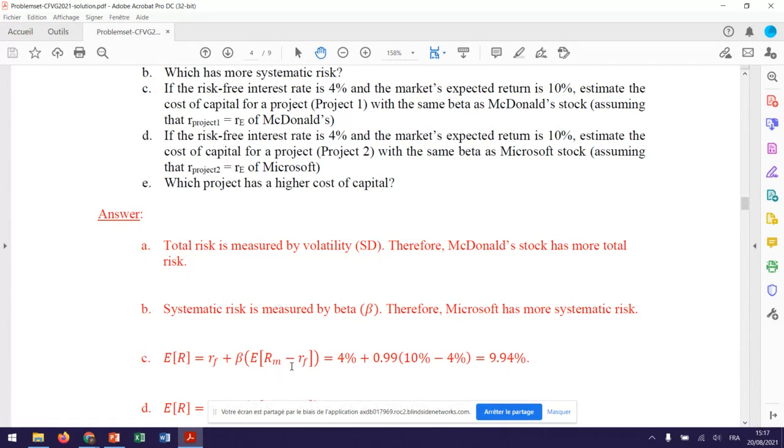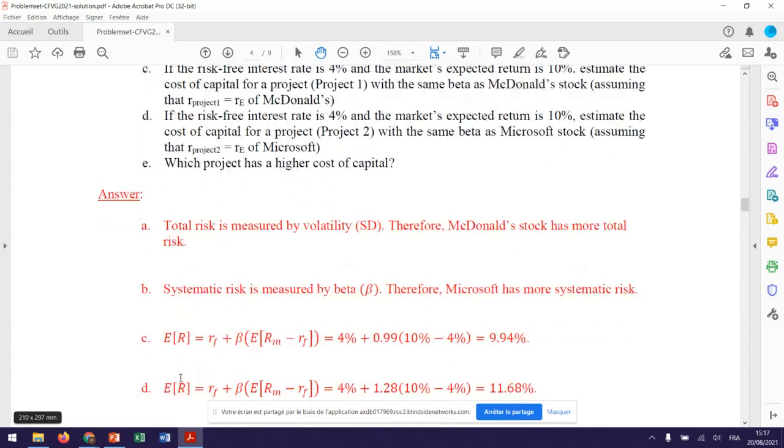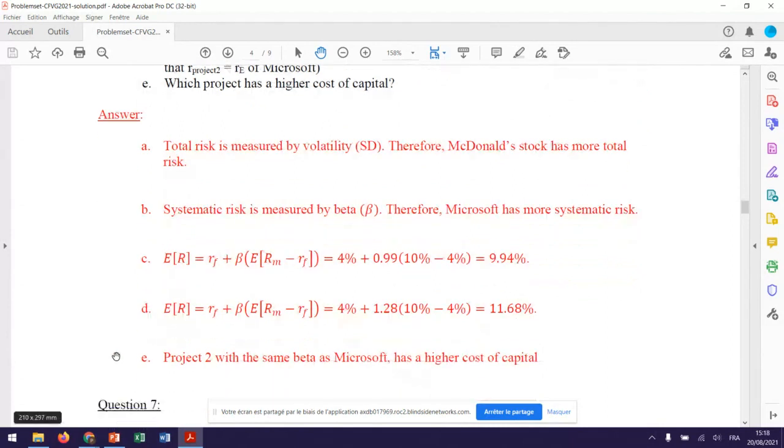All right. So the expected return on project number two, where the risk of project number two has the same level of market risk as Microsoft stock. Therefore, project two seems to be higher risk, which requires a higher return of 11.68%. Project number two, with the same beta as Microsoft, has a higher cost of capital.